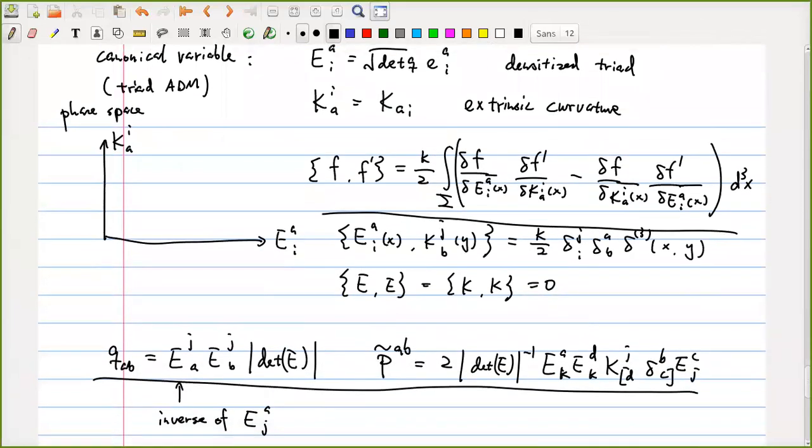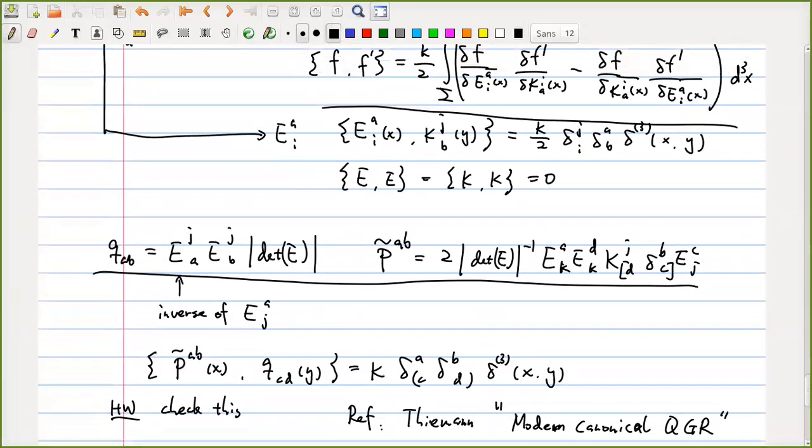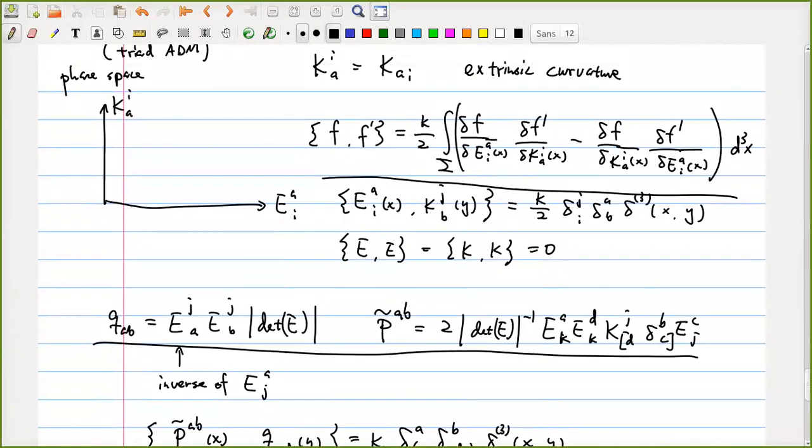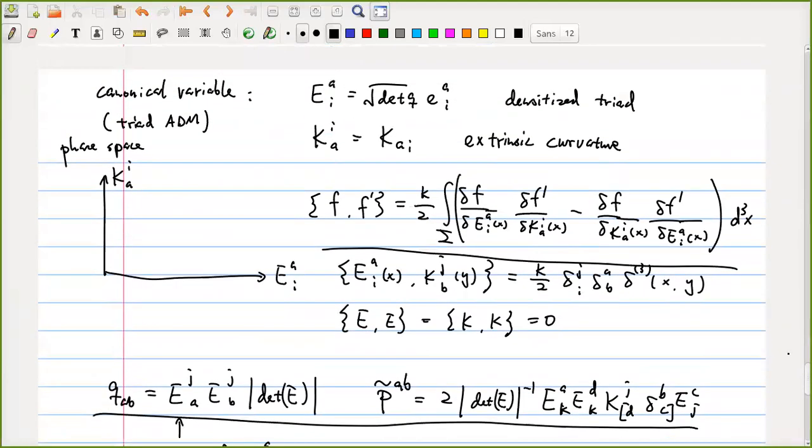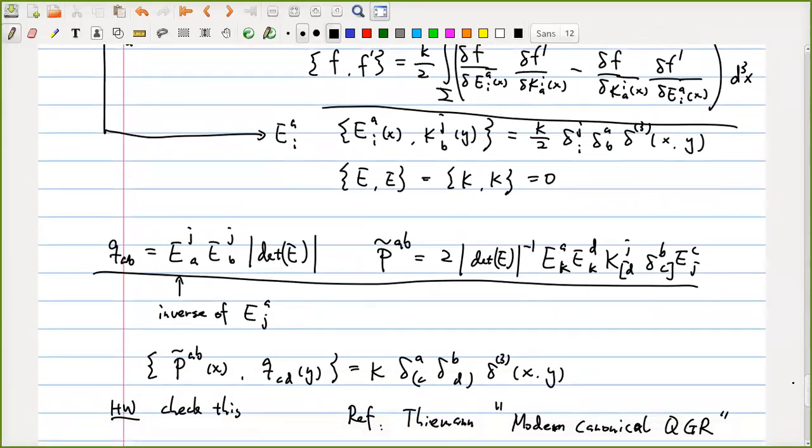And this is exactly something I want you to check. When I define K and E to be conjugate variables, so define this Poisson bracket in the phase space of K and E, you are going to check that you can derive that Q and P are conjugate variables. It means that the ADM phase space can be derived from this new phase space. Oh, okay. Yeah, I think that's what you mean by equivalent.